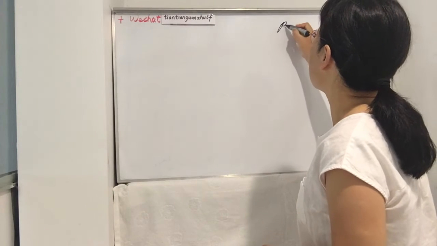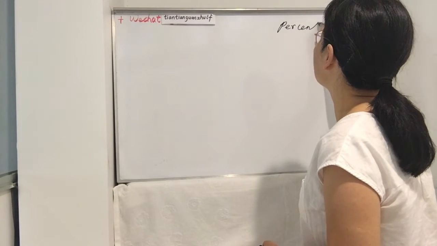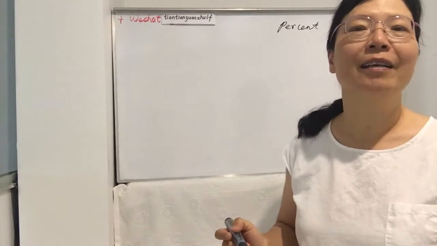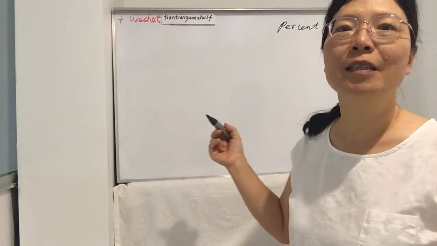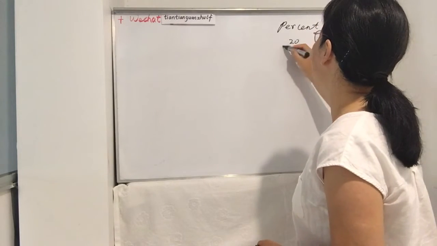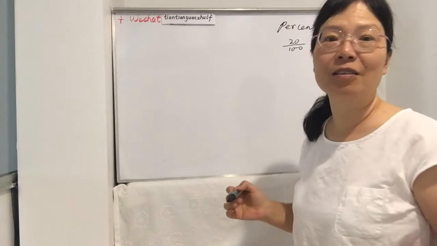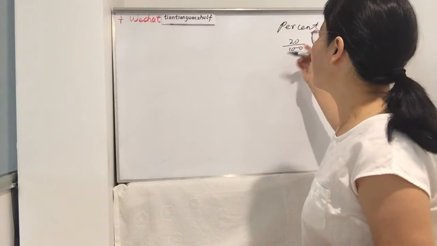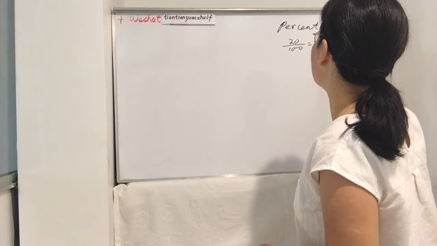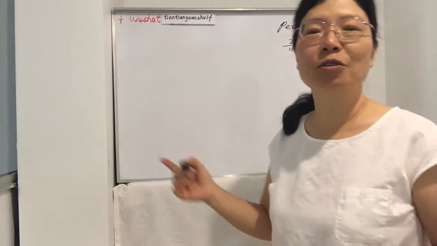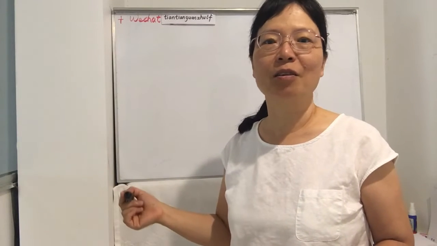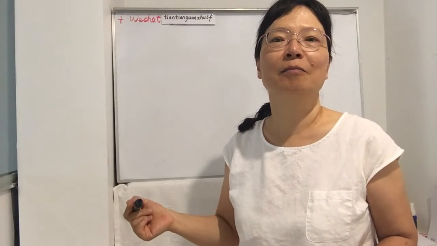Actually, percent: per means each, and cent means 100. So any number over 100 is the percentage. 20% is 20 over 100. That's why, when you go to the shop, you will always see today this thing is 30% discount, or half price, which is 50%.